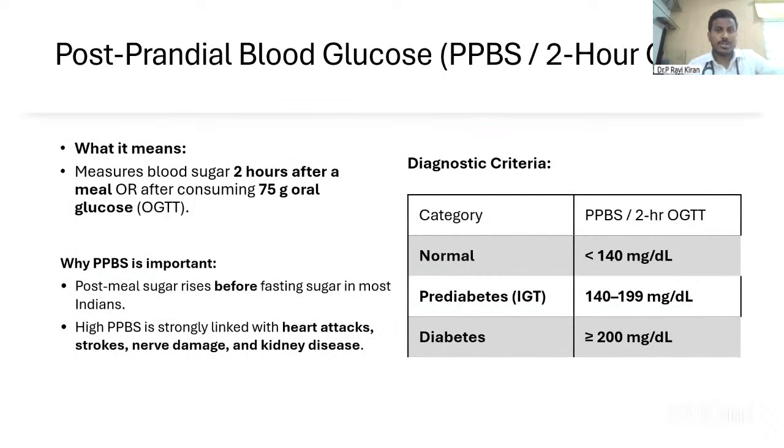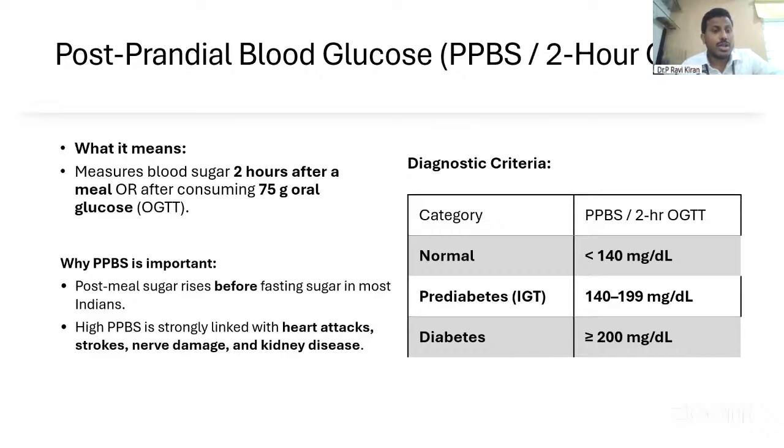Postprandial blood glucose, also called 2-hour OGTT. The ideal method to check 2-hour postprandial blood sugars is to start from the time you take your first bite. If you start eating your lunch at 2 p.m., the post-lunch test should be done at 4 p.m. Even if you complete your lunch at 3 p.m., the post-lunch sugar should be done at 4 p.m. The 2 hours count from the first bite.